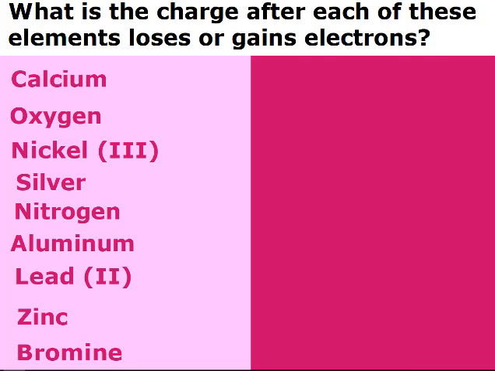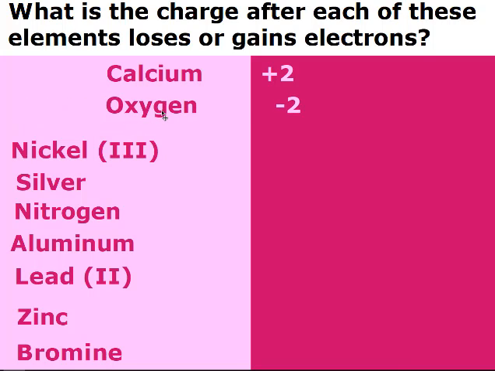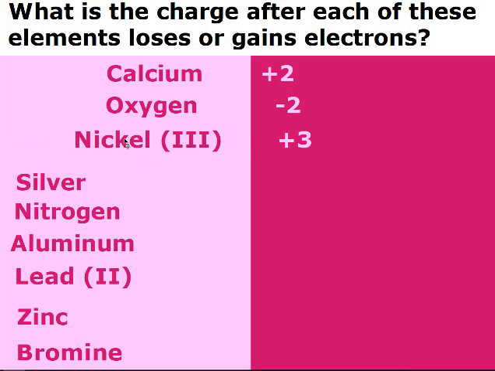So calcium, looking on the periodic table, figure out what the charge of calcium is. You said +2, you are correct. Oxygen is a nonmetal, so you should see that one on the right, and oxygen always makes a -2 charge. And remember from previous units, when you see Roman numerals, that's indicating the charge of the metal. Because it's a metal, it should be positive. So nickel 3 is simply nickel with a +3 charge.